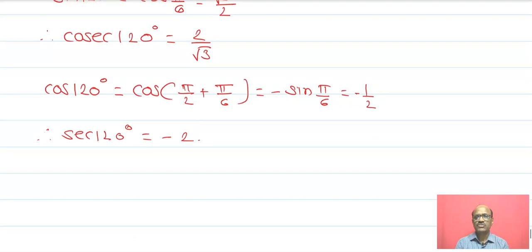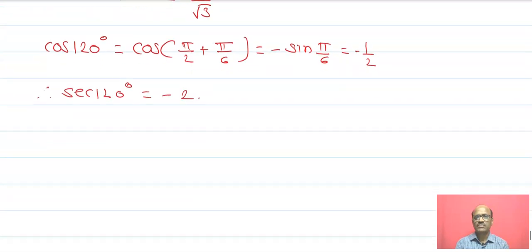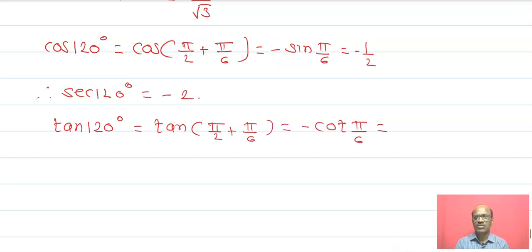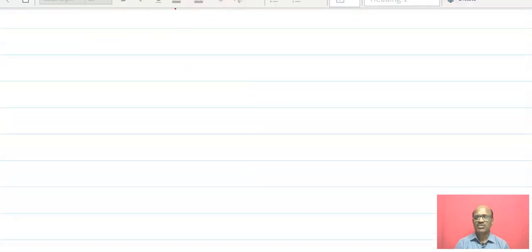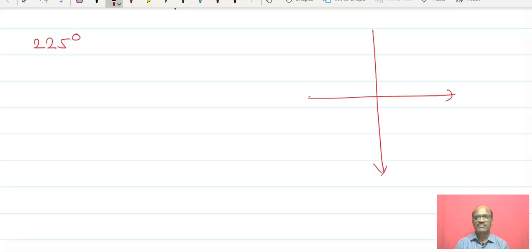Sec of 120 is equal to minus 2. Tan of 120 is equal to tan of pi by 2 plus pi by 6. That is equal to minus cot of pi by 6, and that is equal to minus root 3. Therefore, cot of 120 is equal to, it's a reciprocal, that is minus 1 upon root 3. 225. Now, it is in the third quadrant, that is 180 plus 45.